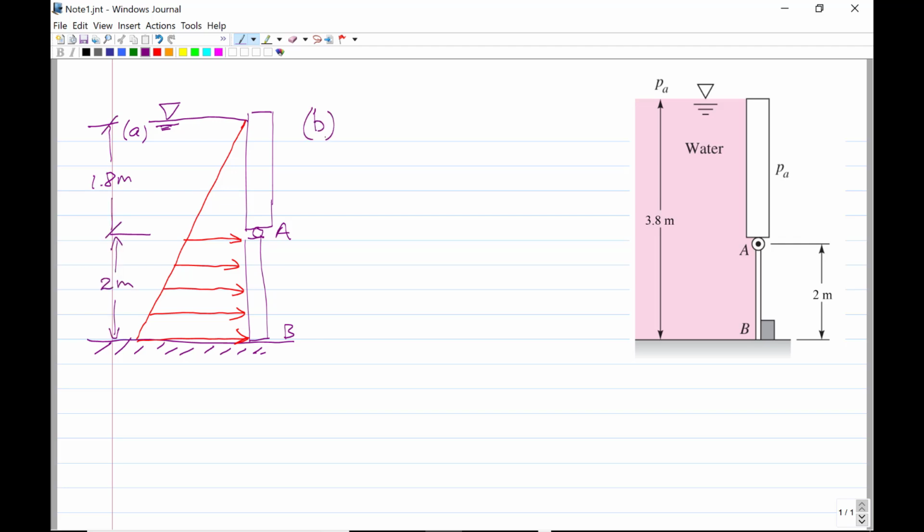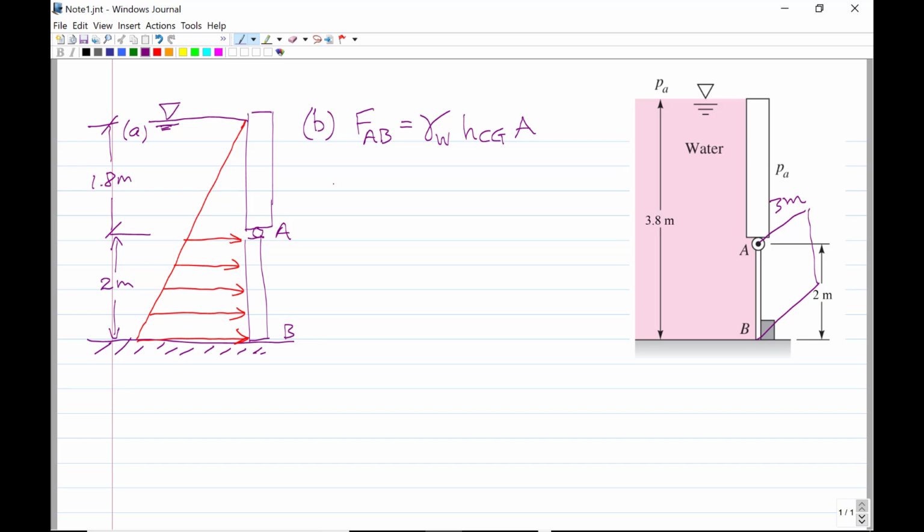Okay, the next part of the question asks to find the hydrostatic force on AB. And the hydrostatic force on AB equals the gamma of water times the height of the centroid, the center of area of gate AB, times the area of surface AB. And we should keep in mind that in the problem statement, we're told that this gate goes back into the page 3 meters.